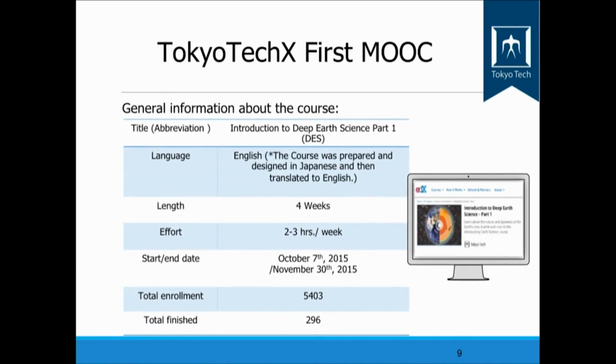So, a little information about the course. It's very important to know that this course was designed and prepared in Japanese. So it was fully in Japanese, like the professor made the plan in Japanese and everything. And then this course was translated into English to make it a MOOC. This course was 4 weeks long, and the effort was 2 to 3 hours a week. The total enrollment of the course was 5,403, and the number of people who finished the course was 296 students.